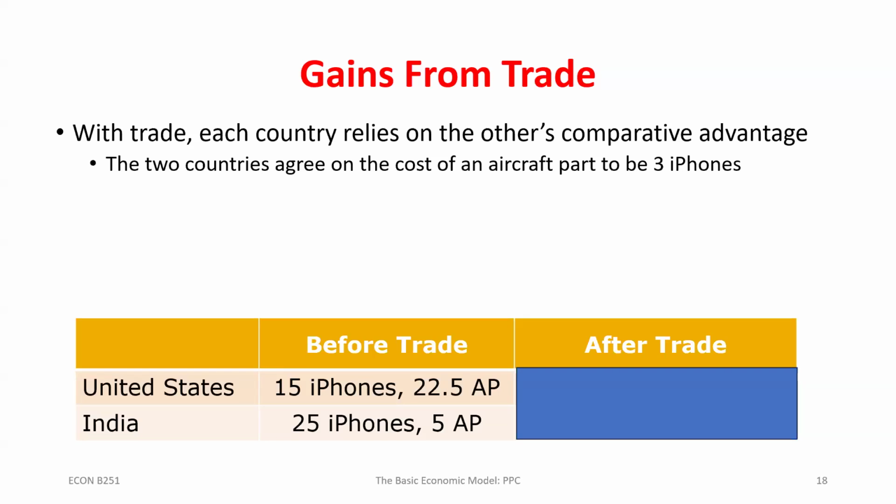So each country here is producing what they have a comparative advantage in, or the lowest cost. Remember, India's cost for an iPhone was what? 0.2 of an aircraft part. The US's was 0.5. So India has a lower cost for iPhone production. If we've agreed that each aircraft part is going to be traded for 3 iPhones, let's say, I'm going to make sure I get these numbers to match the slides. We could choose another set, but this will make more sense.